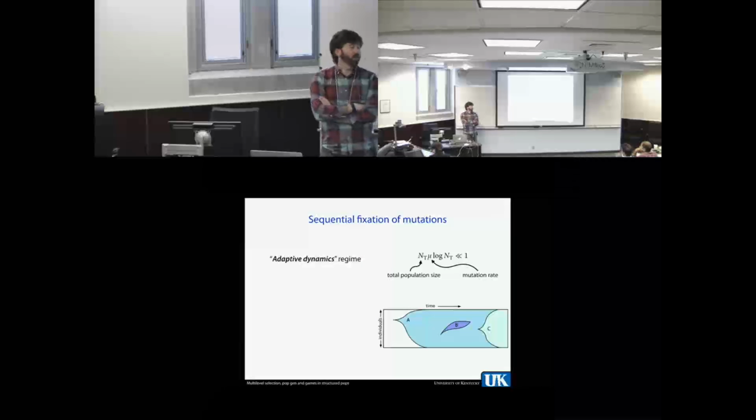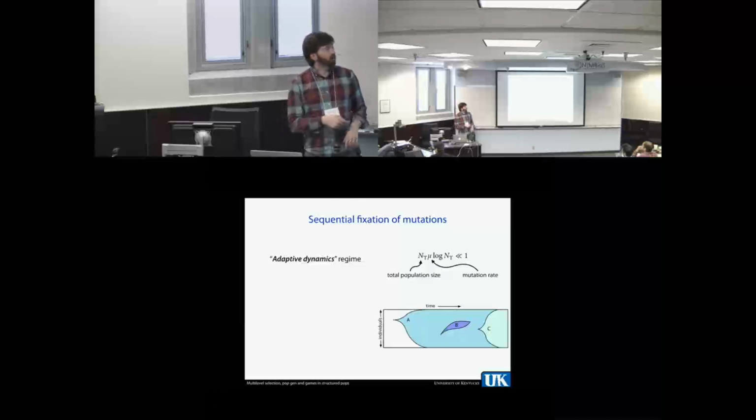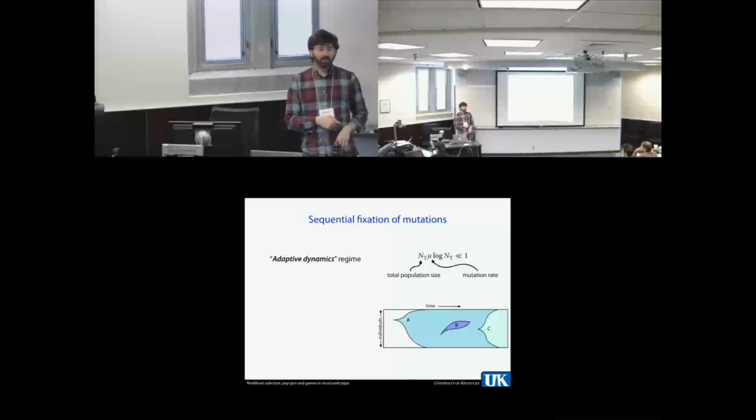So you might need a stricter condition, but you still end up with another condition as well, right? You just have to make the drift strong enough in the population relative to selection. But as a reminder, that problem holds for adaptive dynamics as well, right? So any method.